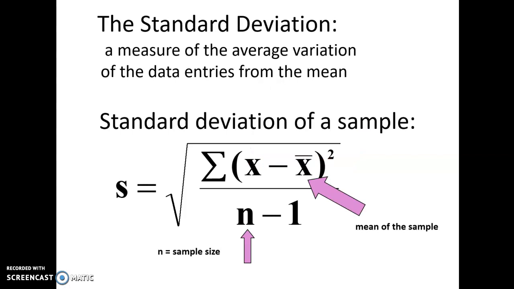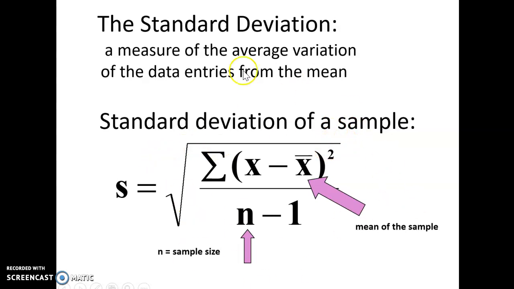Next is finding the standard deviation. Actually, we should talk about variance first, but we're going to just go straight to standard deviation. It's the measure of average variation of data entries from the mean. So the mean is in the middle. It's your average distance from the mean. Okay? Average distance from the center.